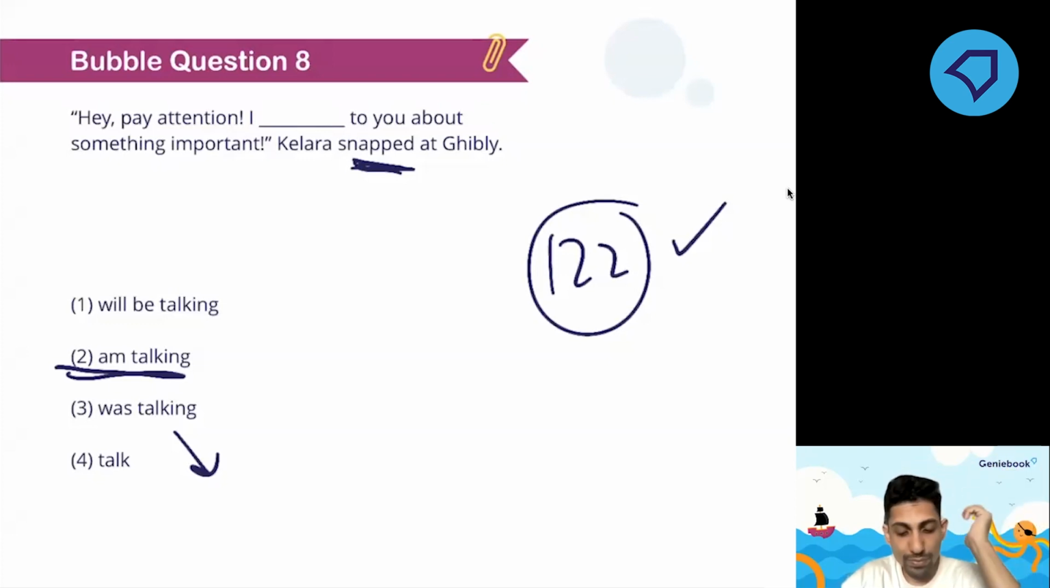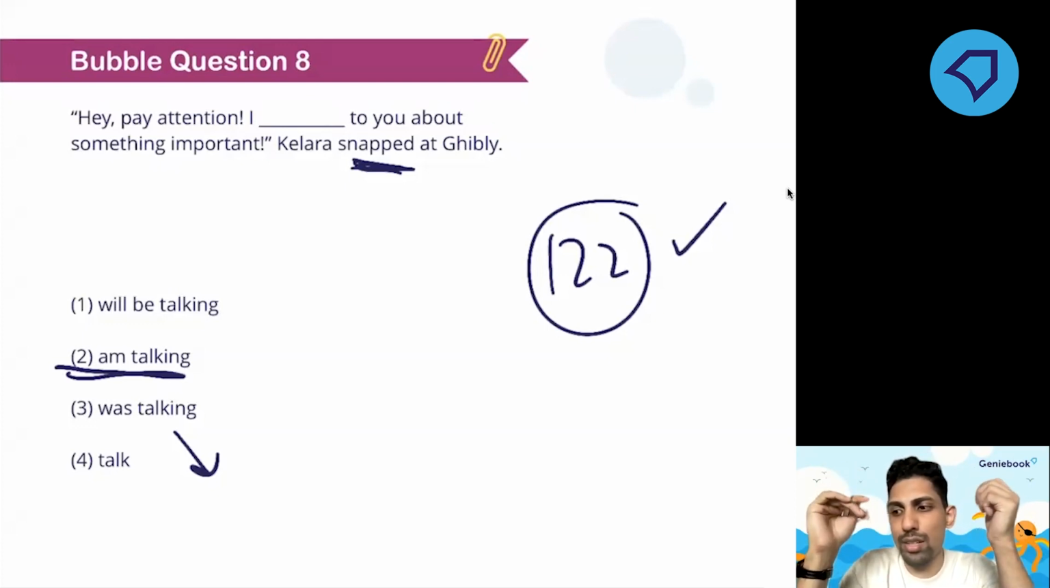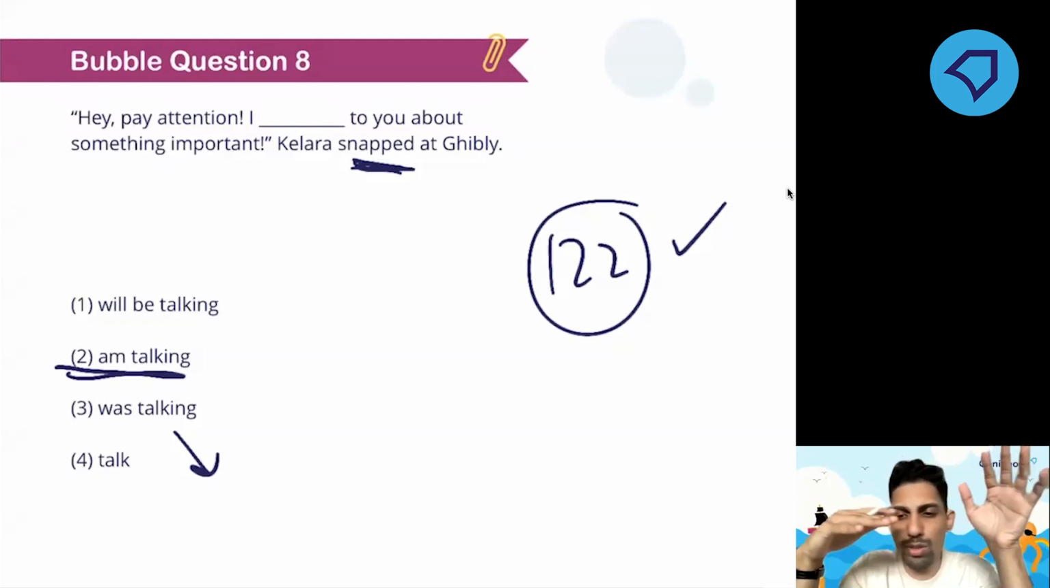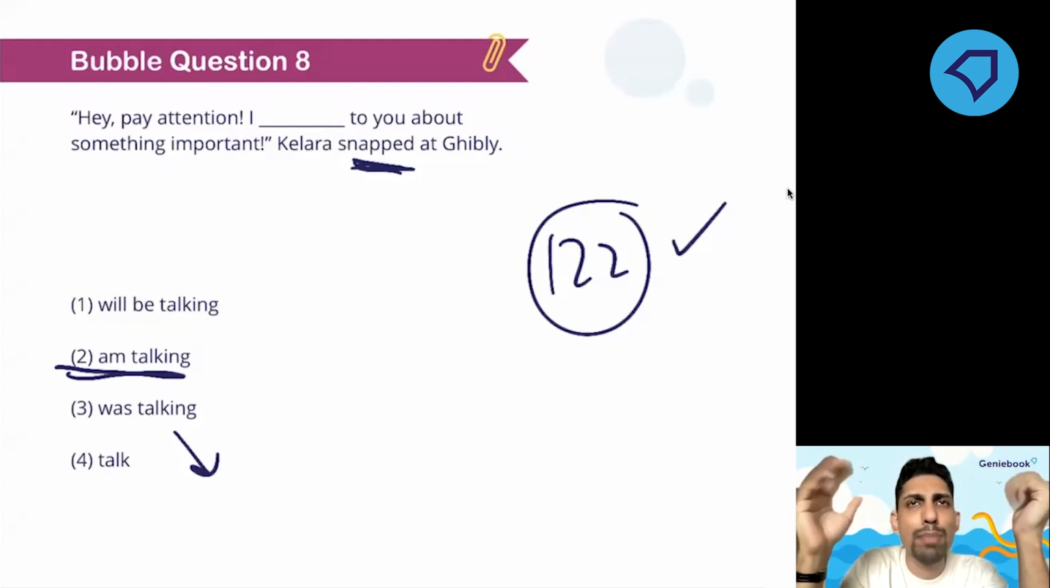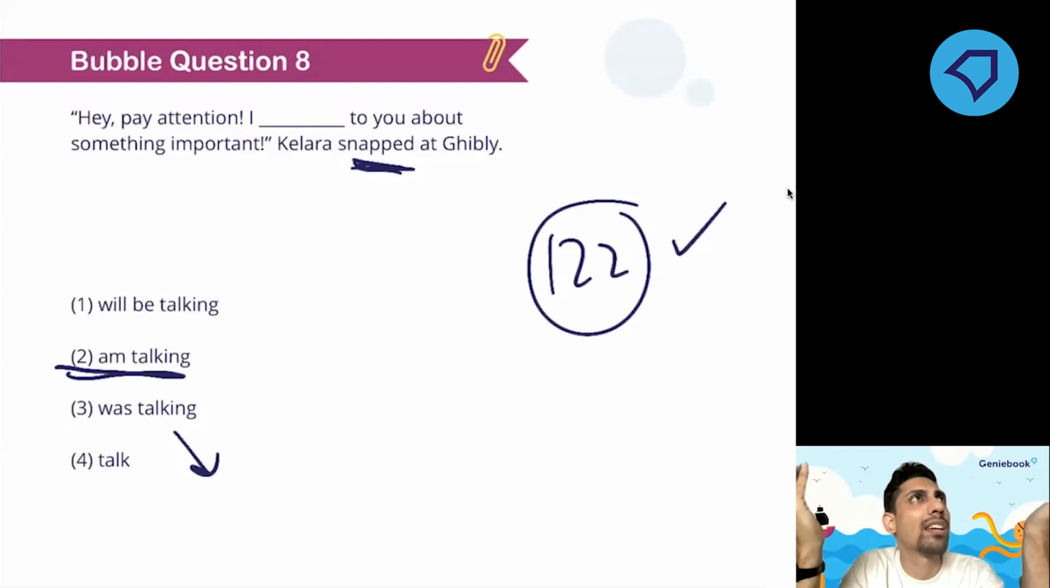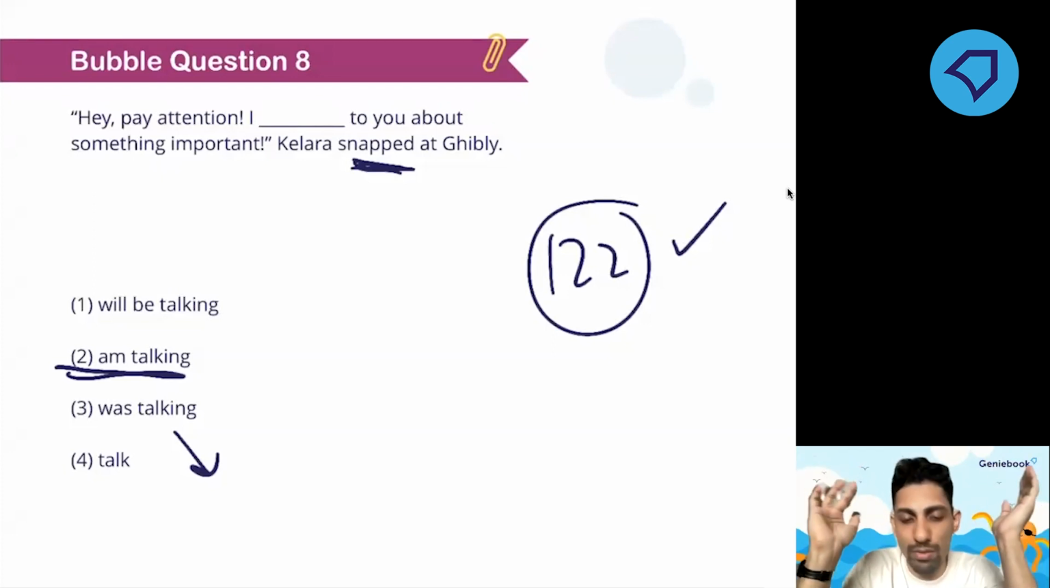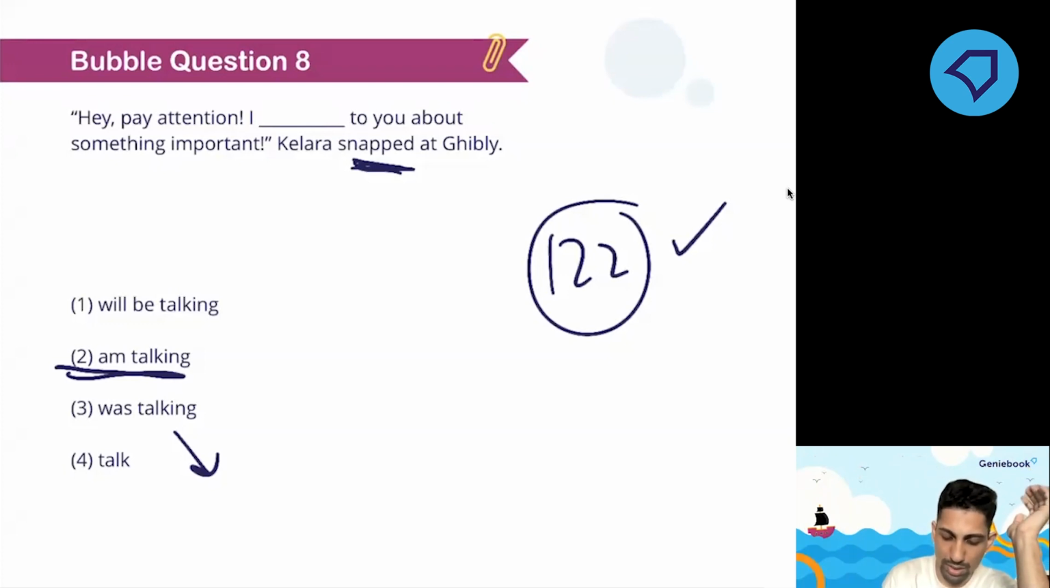But now Clara is saying, okay, Ghibli, we need to discuss the big business thing that is going on. Ghibli, hey, pay attention. I'm talking to you. Why are you looking at the sky? See, she is talking to him right now and he is daydreaming or whatever. So the answer is I am talking. So was talking does not fit.